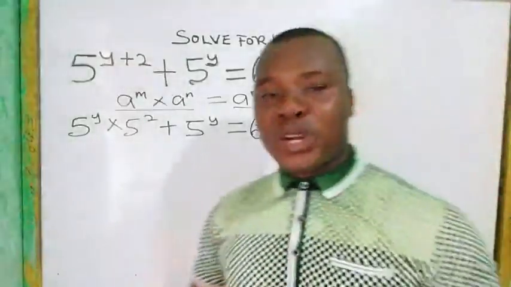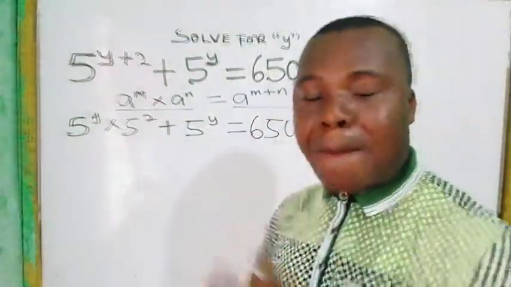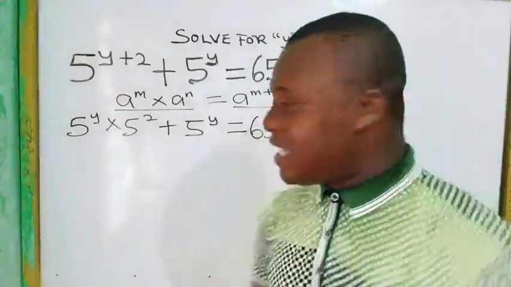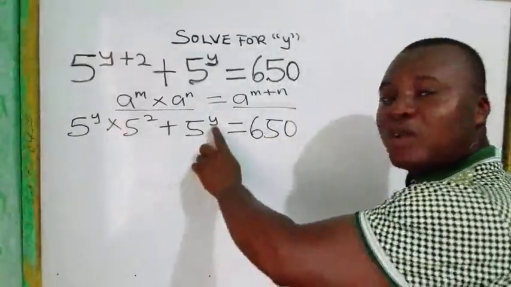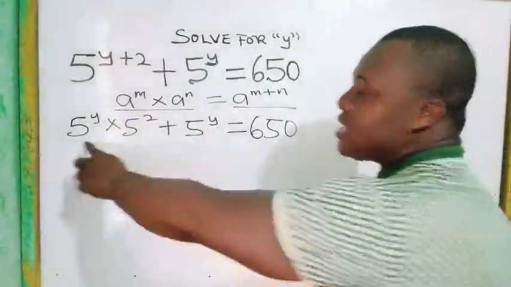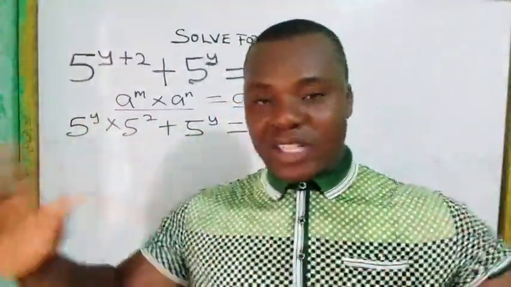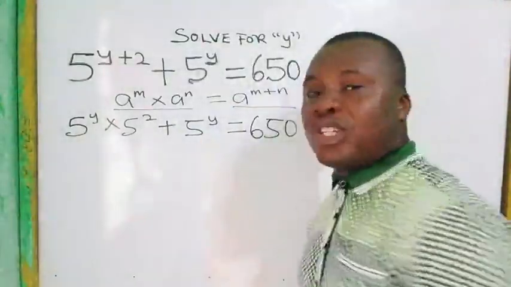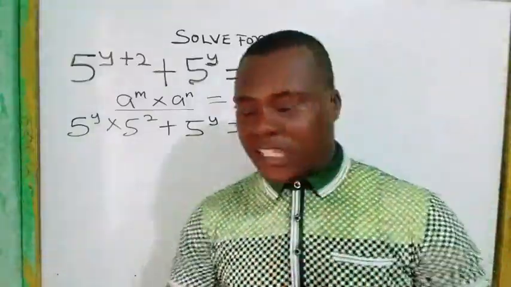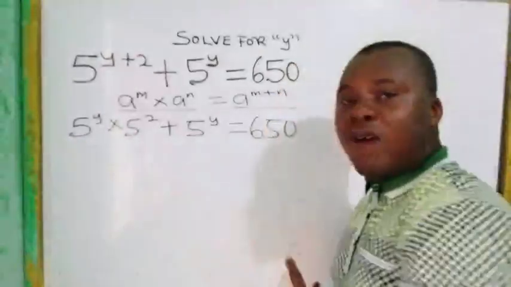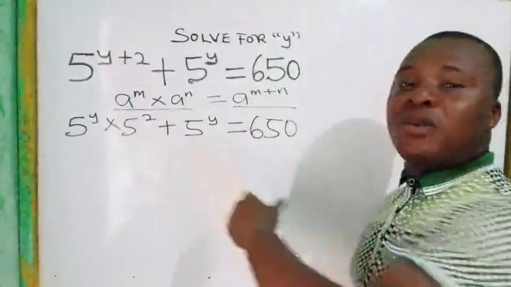Now, when you reach this particular place, watch, we have two terms with the same base and the same exponent. We have 5 raised to the power y and 5 raised to the power y, which are the same. So we have to factor that. In mathematics, when you see an equation like this, factor out the common ones. So the common one is what? 5 raised to the power y and 5 raised to the power y.